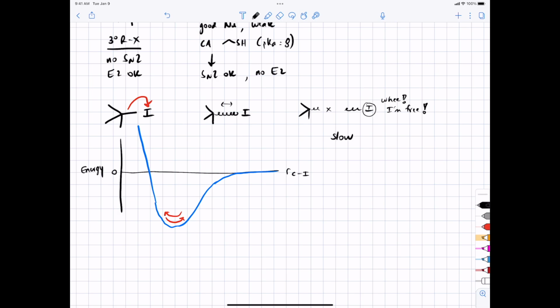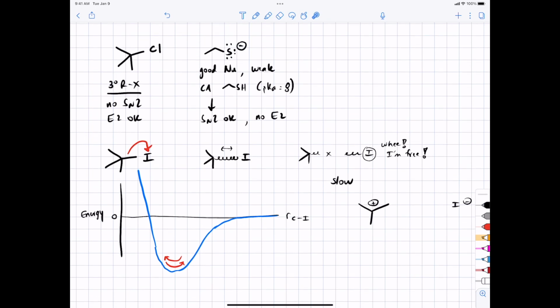Now you might expect that to be slow because it's uphill in energy. Once that leaving group leaves, you have a carbocation and the leaving group. The carbocation's high in energy because you've lost a carbon iodide bond. You've broken a bond, and so that's quite uphill in energy. So you'd expect this to be slow. Nevertheless, if there's nothing else that can happen, nothing else going on, that can eventually happen.